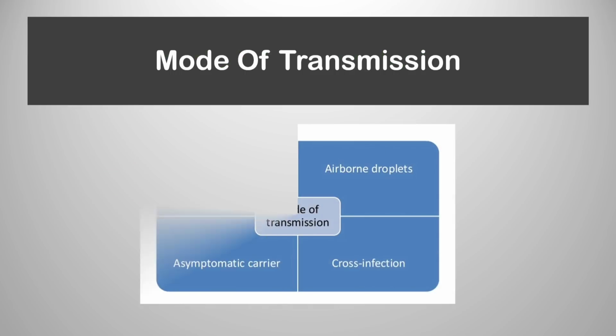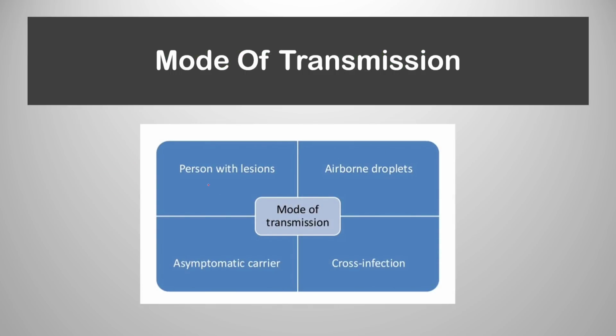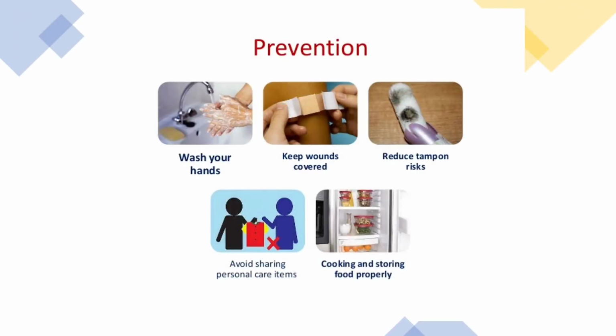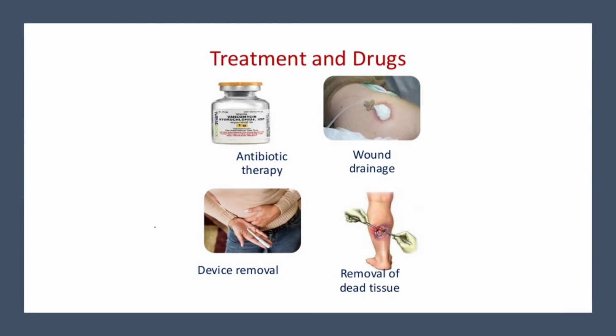So, these are the modes of transmission through which this bacteria transfers from one person to another. The next is prevention. Always wash your hands, keep wounds covered, reduce tampon risk, avoid sharing personal items, and cook and store food properly. Now, treatment and drugs.